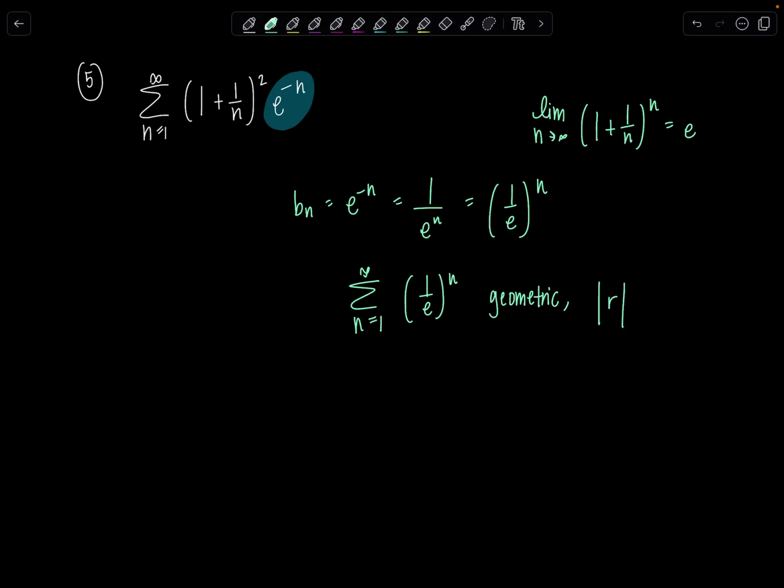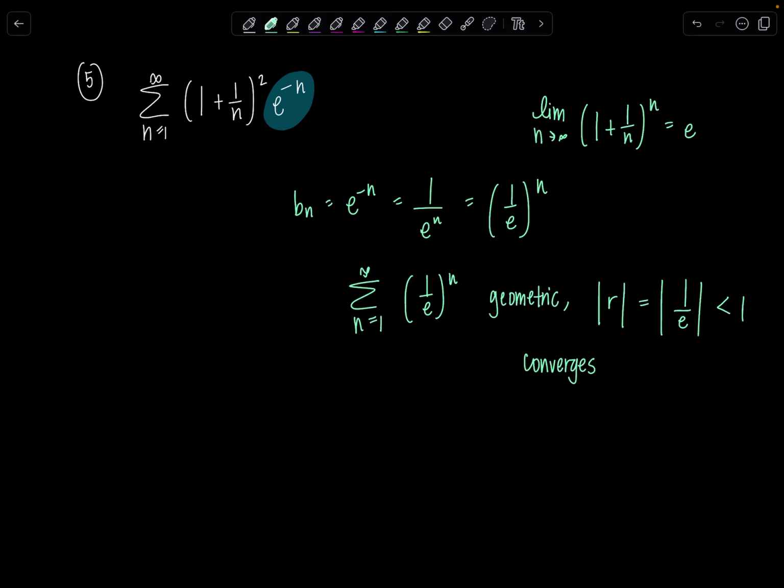What do we know about geometric series? Well, as long as the absolute value of r is less than 1, it converges. Absolute value of r here is absolute value of 1 over e, and that is definitely less than 1, so it converges. Did I say that correctly? As long as absolute value of r is strictly less than 1, not even equal to.